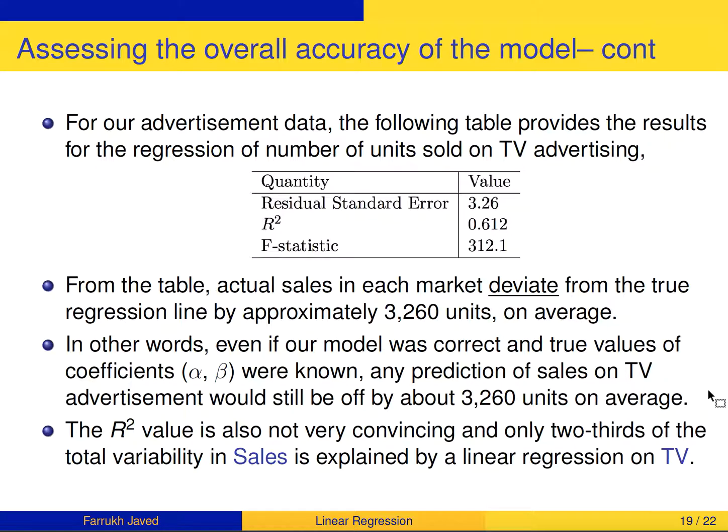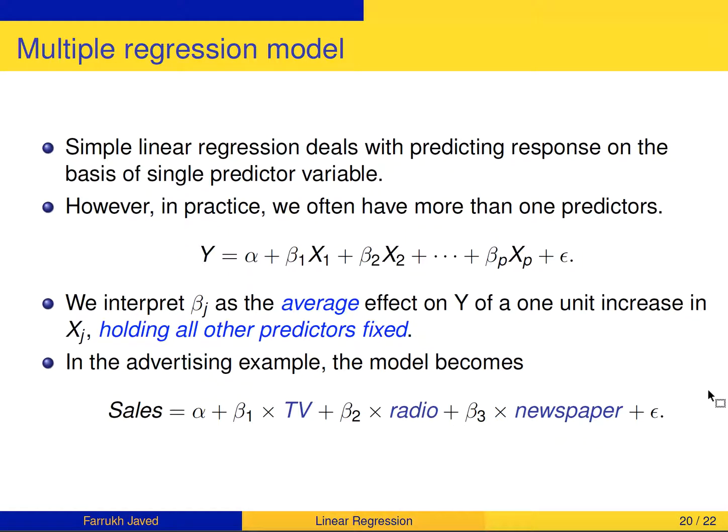But right now, R square only captures 61% of the total variability in the data explained by this linear regression, right? So yes, linear regression is good, the parameter is good. We do need TV advertisement for the sales, but this is not sufficient. We need to go beyond. So what else can we do? Well, we can go for multiple linear regression.